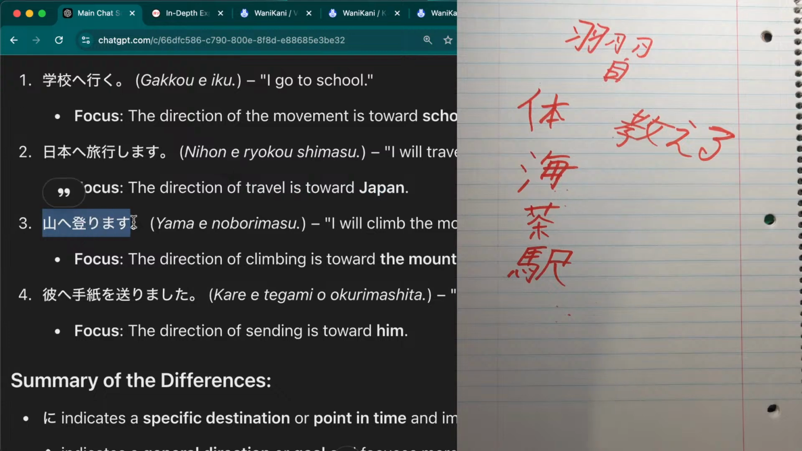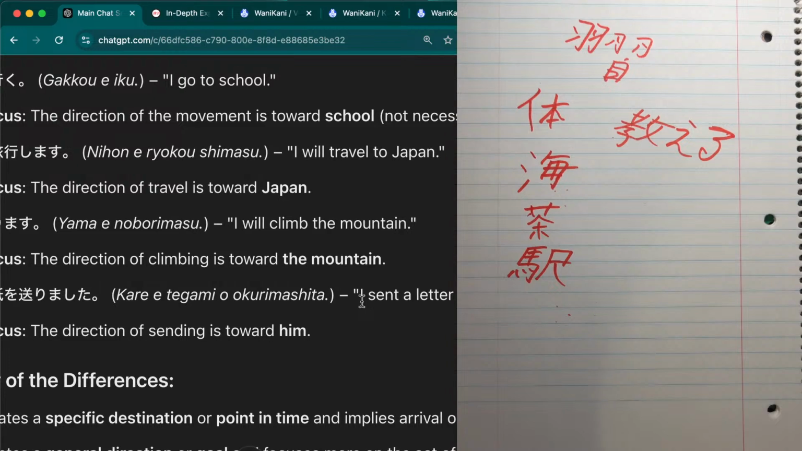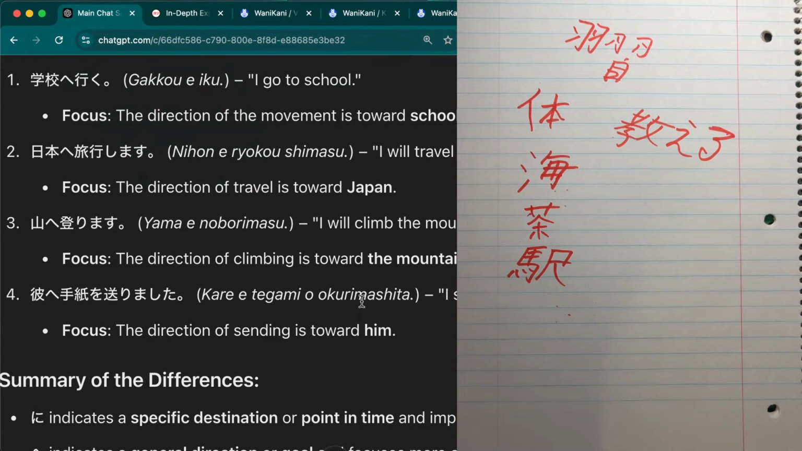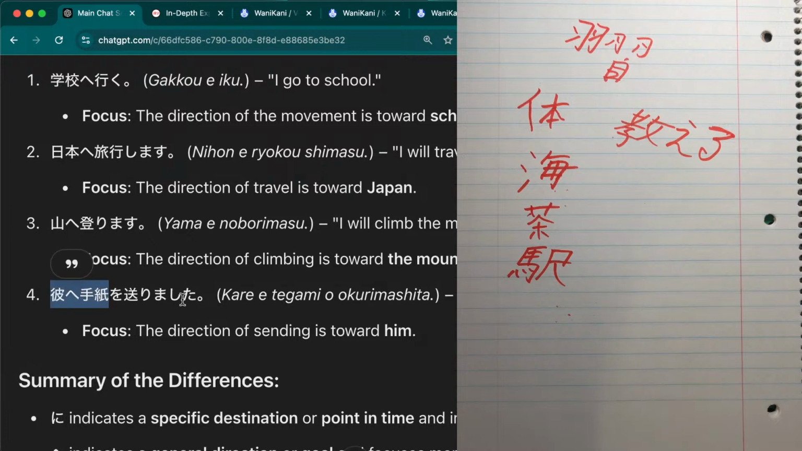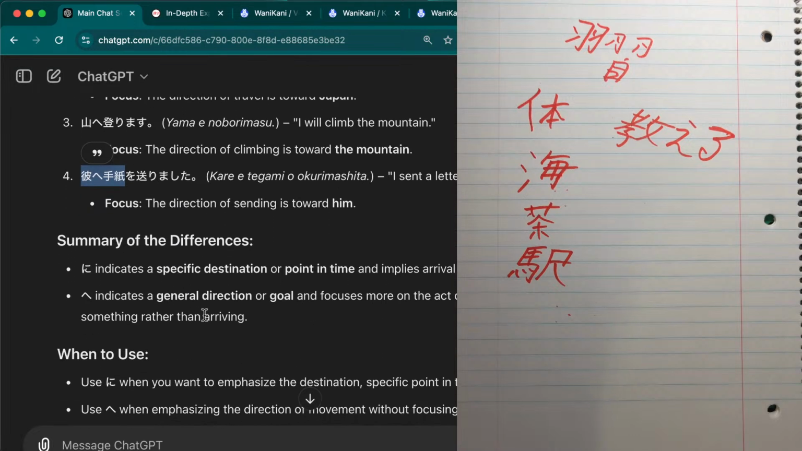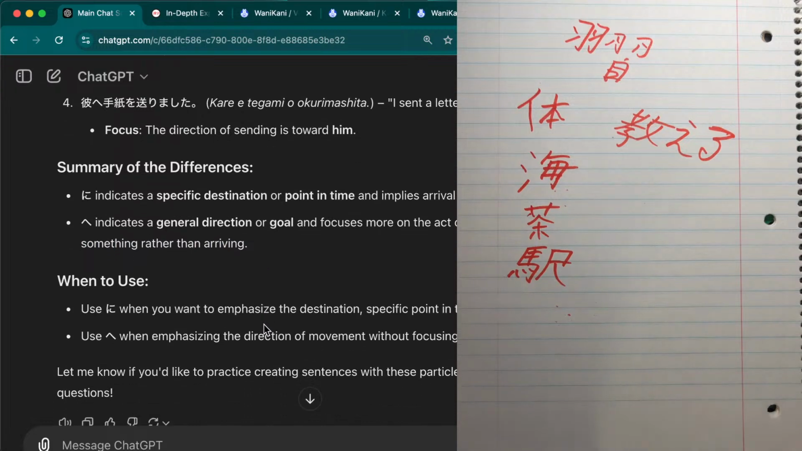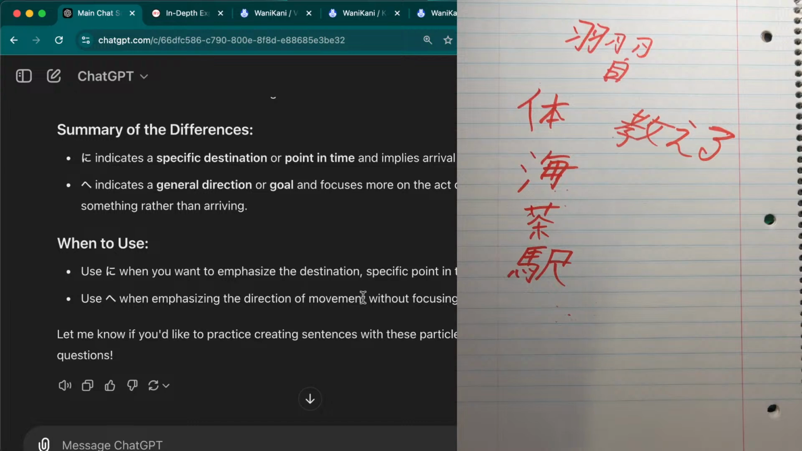Yama e noborimasu. 彼へ手紙を送りました。I sent a letter to him. I didn't realize you can do that. Direction or goal. Focuses more on the act of moving towards something rather than arriving. When to use: use e when emphasizing the direction of movement without focusing on the destination. Okay, so when I don't want to focus on the destination, I use e. But what does it mean to not focus on the destination?